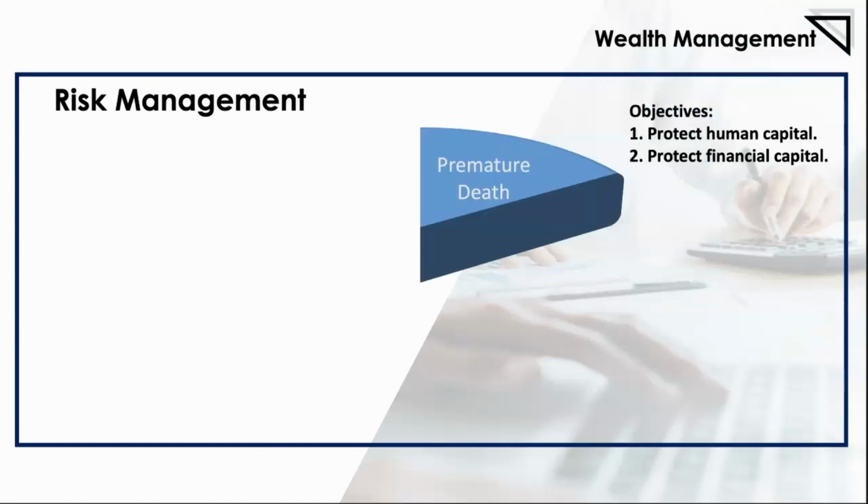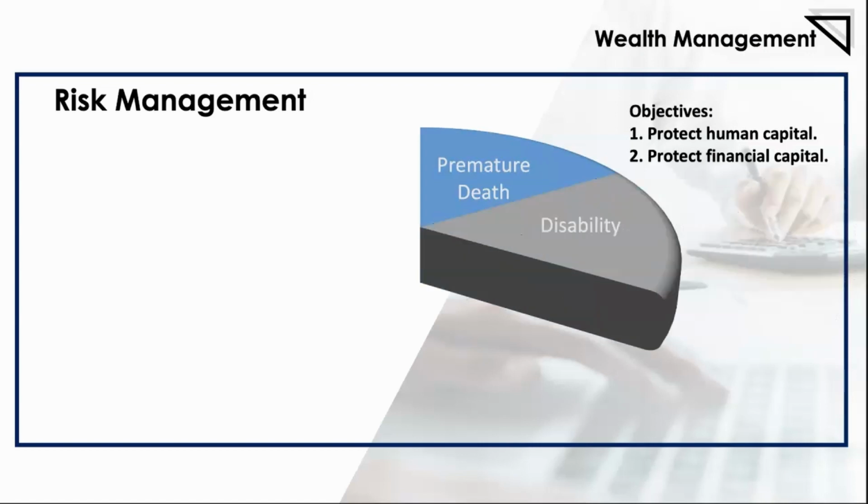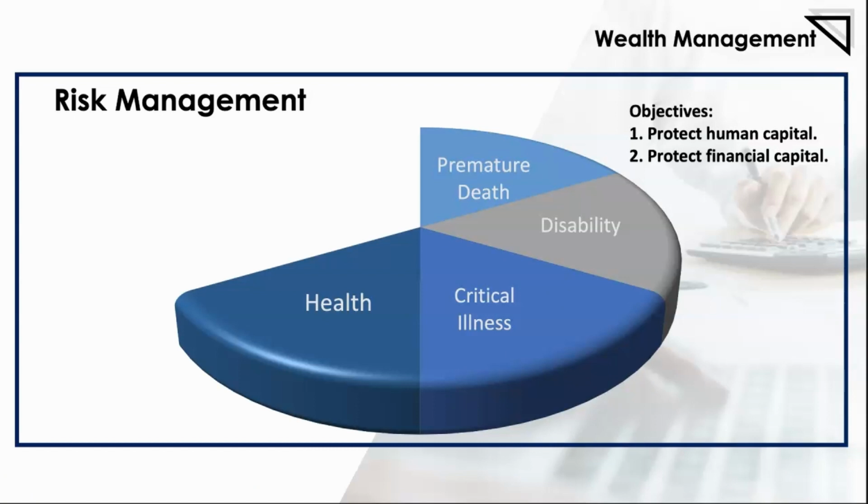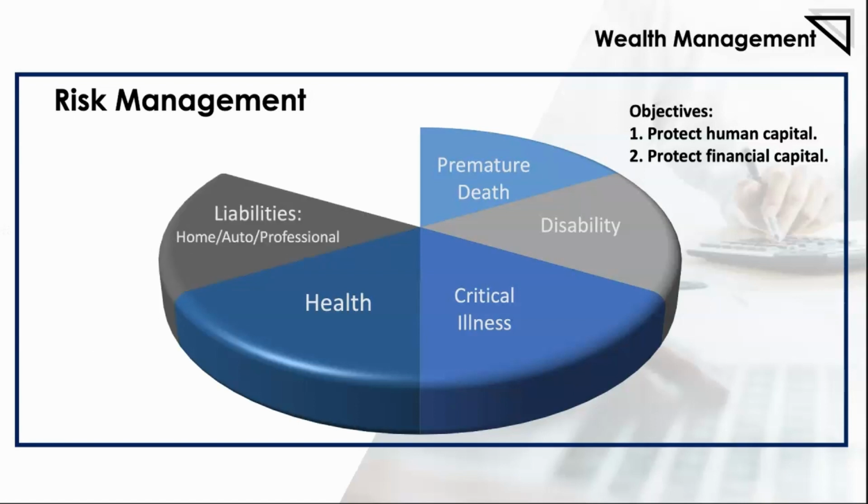So what are some of the risks? Premature death, which obviously can be covered with life insurance. There's disability, which obviously can be covered with disability insurance. Critical illness, also critical illness insurance. Healthcare costs, you could either put away a certain amount for healthcare costs annually, or you could get some type of coverage. There are different liabilities like home, auto, and professional liabilities. To cover all that, for professionals, it would be errors and omissions.